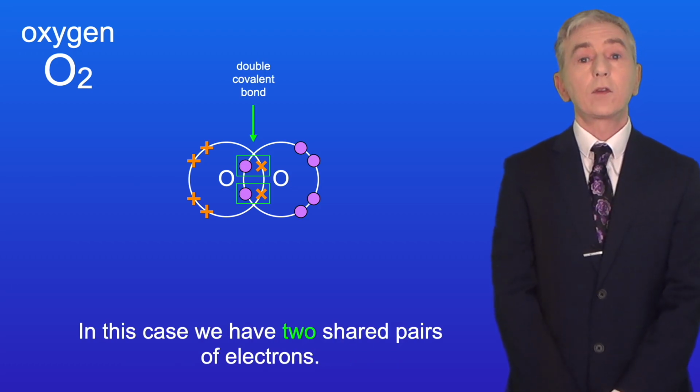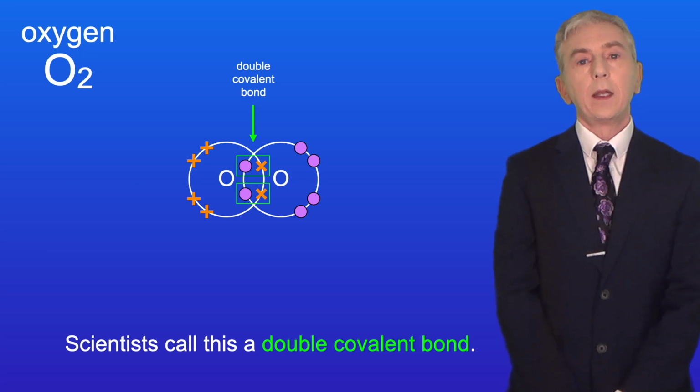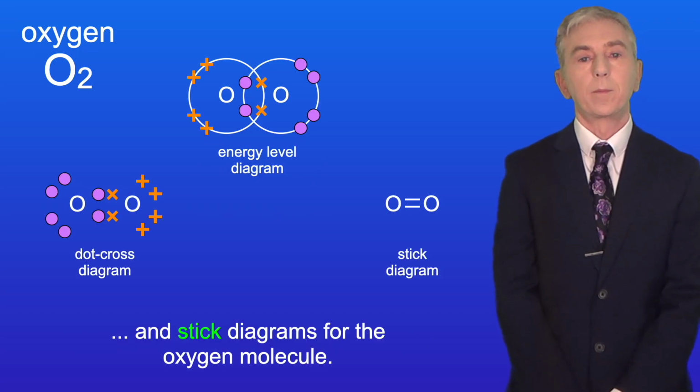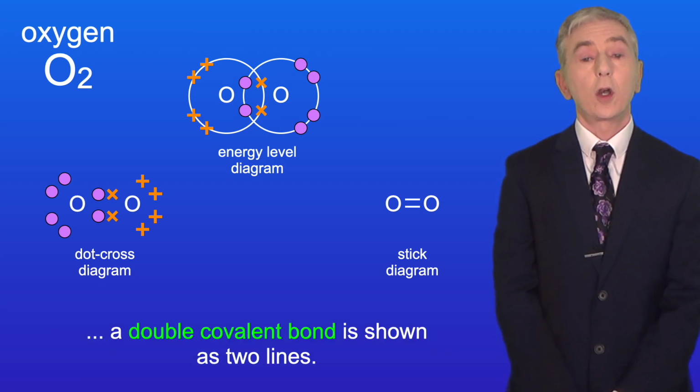Now in this case we have 2 shared pairs of electrons. Scientists call this a double covalent bond. Here are the dot and cross and stick diagrams for the oxygen molecule. And you'll notice that in the stick diagram, a double covalent bond is shown as 2 lines.